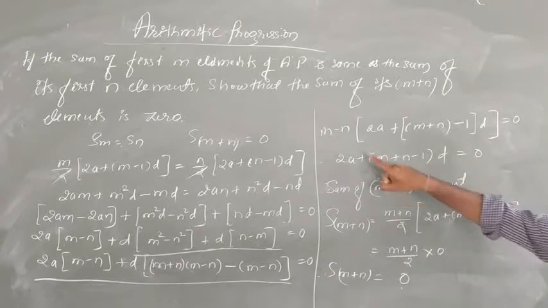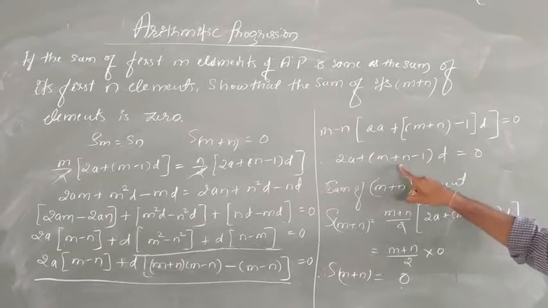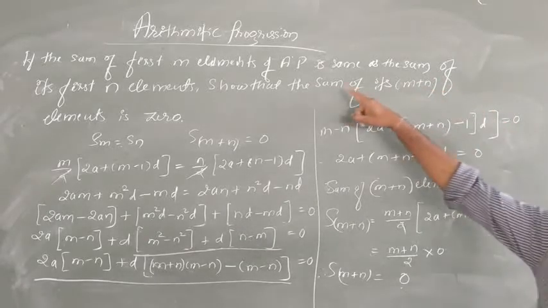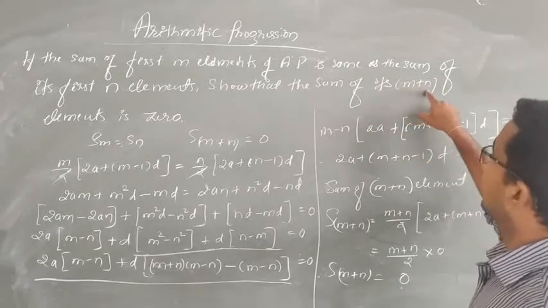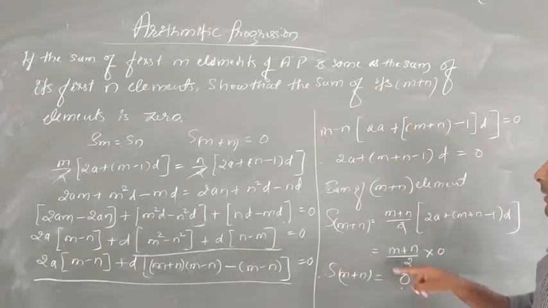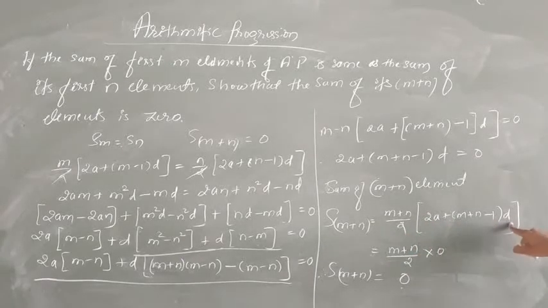Then m minus n I send to the RHS. Then what is it becoming? That is again 0, since 0 divided by any number is 0. Then what remains? 2a plus m plus n minus 1 into d. Okay. Now what they have asked is to show that the sum of its m plus n elements is 0. Sum of m plus n elements: wherever n is there, substitute m plus n, divided by 2, 2a plus m plus n minus 1 into d.